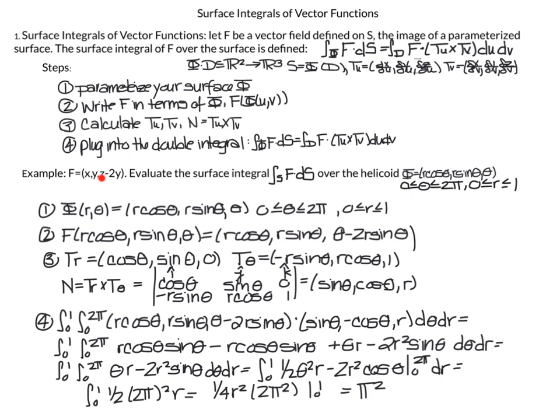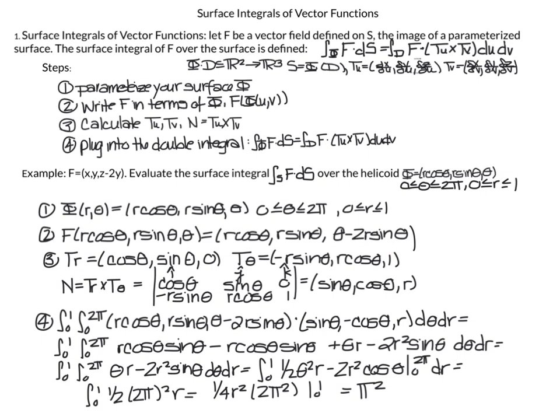And last we have z minus 2y. Our z term is theta. And then minus 2y, so that'll be minus 2r sine theta. We calculate the partial derivative of our mapping with respect to r, treating theta as a constant. We get cosine theta, sine theta, 0. And now the partial derivative with respect to theta, treating r as a constant, we'll get minus r sine theta, r cosine theta, and 1.